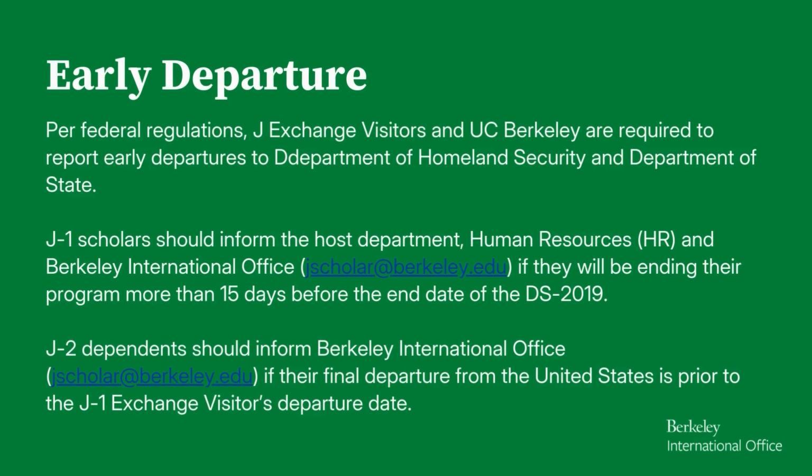Per federal regulations, J exchange visitors in UC Berkeley are required to report early departures through the CEPA system. J1 scholars should inform the host department, human resources, and Berkeley International Office if they will be ending their program more than 15 days before the end date of the DS 2019. J2 dependents should inform Berkeley International Office, jscholar@berkeley.edu, if their final departure from the United States is prior to the J1 exchange visitor's departure date.